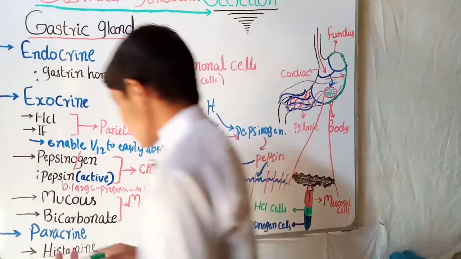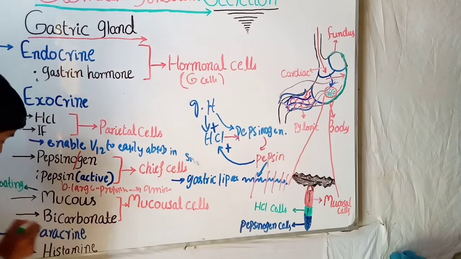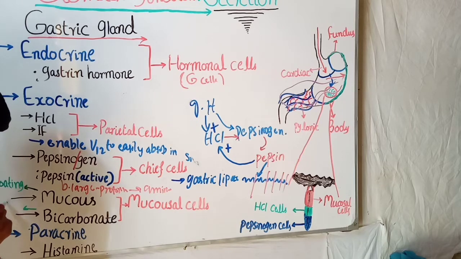So mucus is involved in coat formation, the coating, while bicarbonate is involved in killing germs and bacteria.